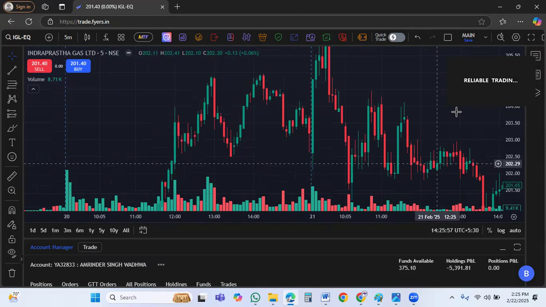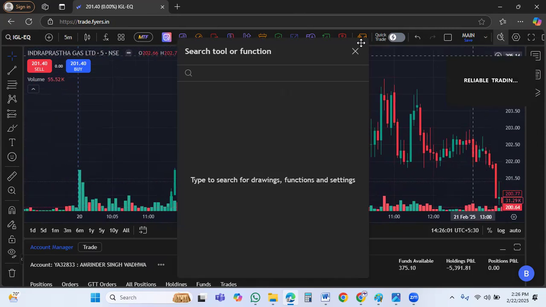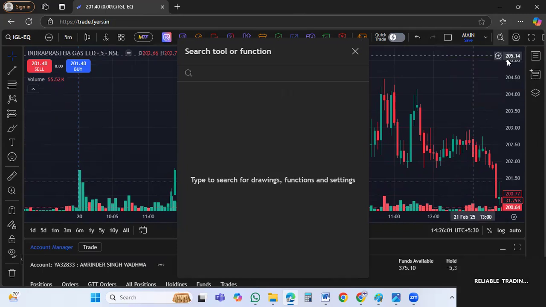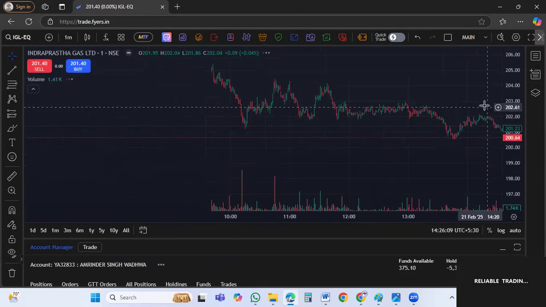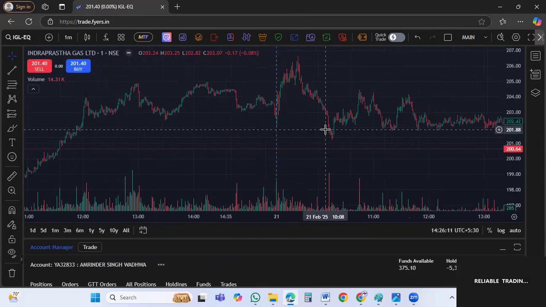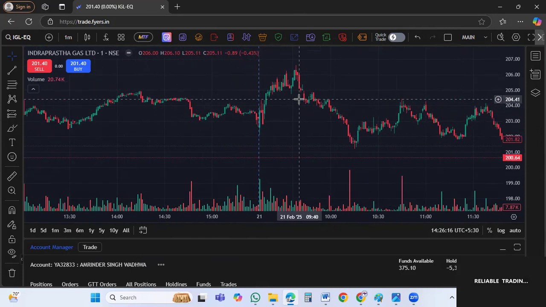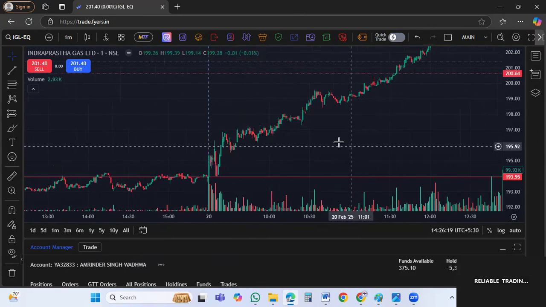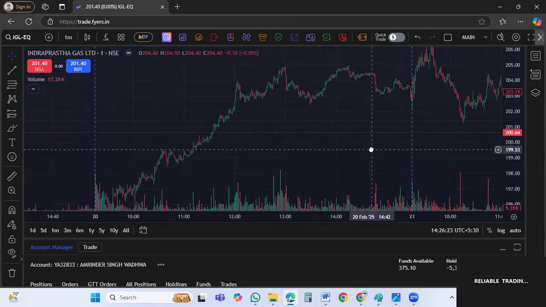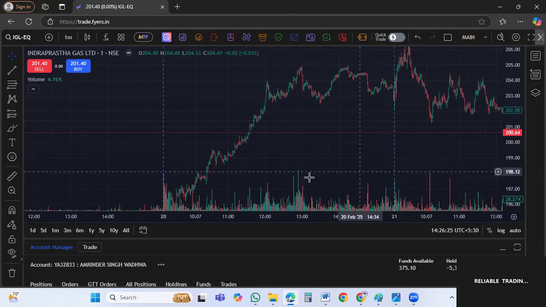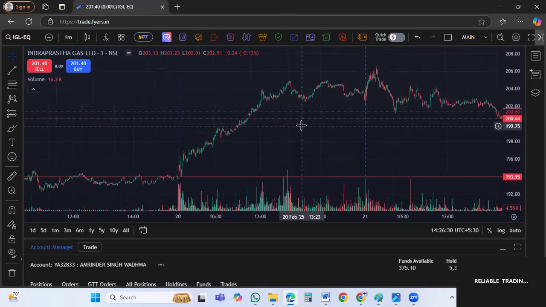If you were serious around in the group yesterday, you would have seen that there was a very good movement in the Nykaa stock. Let's open it on the 1 minute time frame. There was a very good movement initially in the IGL, and it continued for the rest of the day. It went on the 20th of February. We are talking about the day before yesterday.